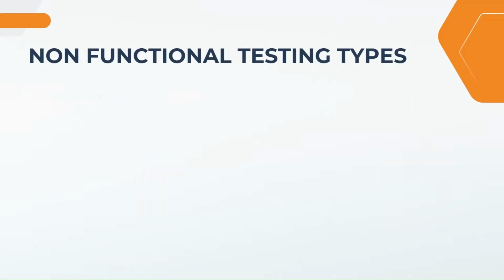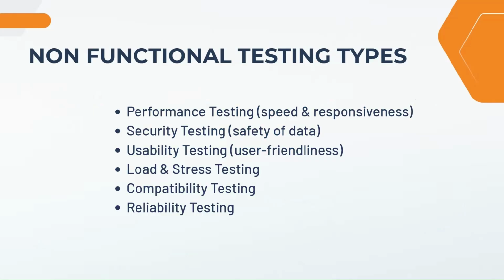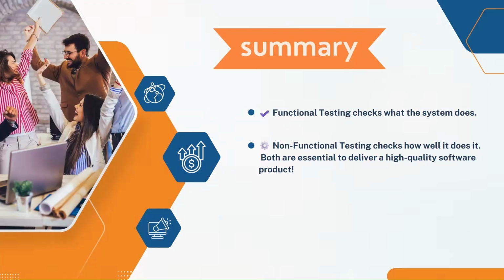With that, let's move on to non-functional testing types. As I said earlier, these are related to the quality attributes. Those types of testing are performance testing, security testing, load and stress testing, compatibility testing, and reliability testing. The words themselves seem familiar to you because they directly or indirectly specify the quality attributes. As I mentioned earlier, I'll be putting separate videos for each of these testing types in my upcoming tutorials. These are the types of testing under non-functional testing.